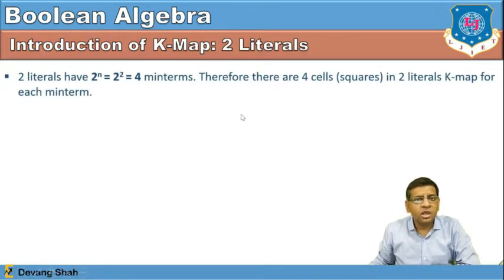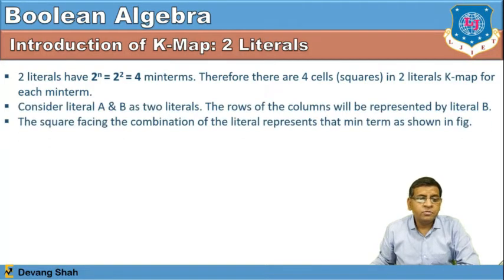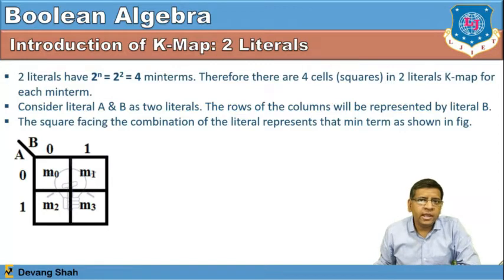First we'll start with the K-map with two literals, which means a total of 4 min terms. If I take two literals like A and B, I have a total of 4 terms: AB, A bar B, A B bar and A bar B bar. In this way I can map my Karnaugh map: I take A as either 0 or 1, and B as either 0 or 1. If A is equal to 0, that represents A bar. If A is equal to 1, it represents A. If B is equal to 0, that represents B bar. If B is equal to 1, that represents B. By that way, you have a total of 4 blocks.